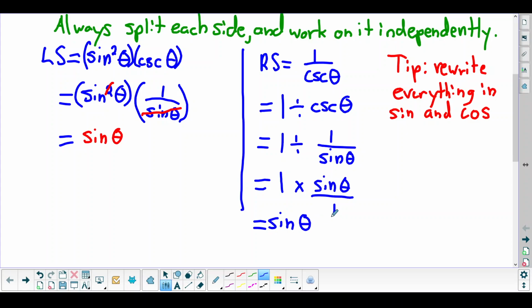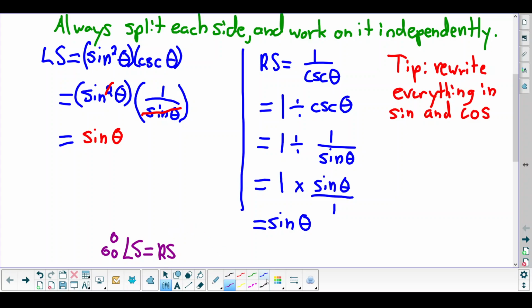And now we can see that both the left side and the right side are equivalent to sine theta. So they must be the same. So as our concluding statement, we're just going to write that they're the same. So therefore, left side equals right side.